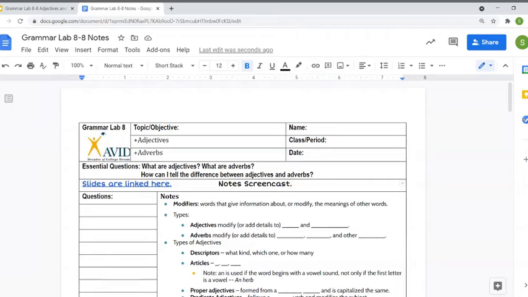Welcome back to Mr. Orr's Flipped Classroom for Grammar. Grammar Lab 8 is about adjectives, adverbs, and telling the difference.